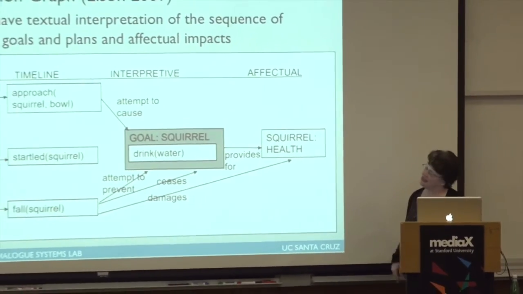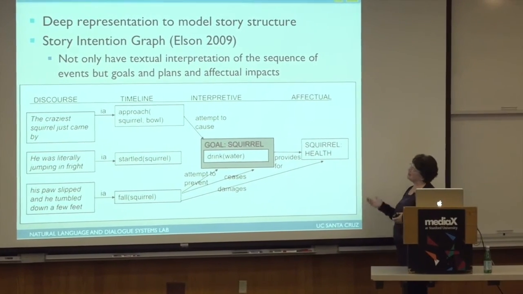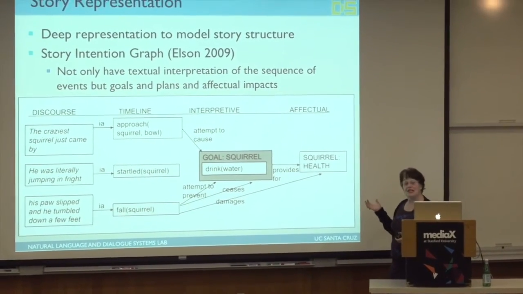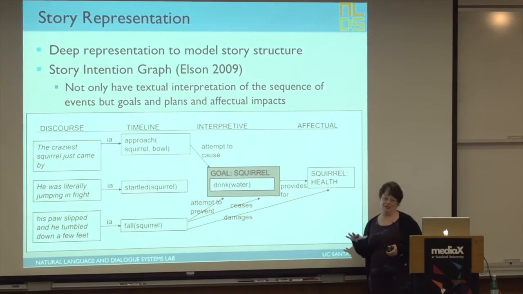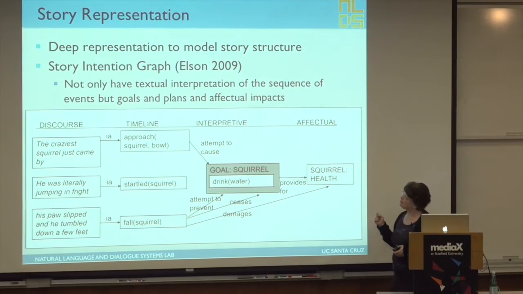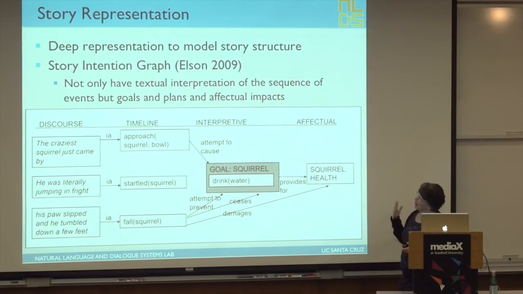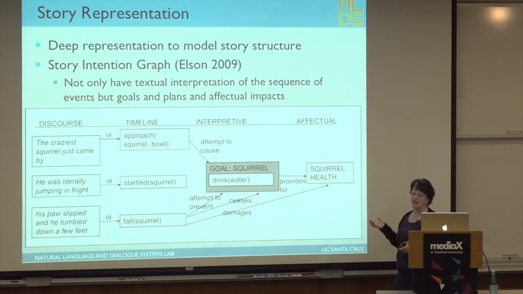And in order to generate different versions of this story from this content, we need to have a deep representation of the story structure, because remember, we're trying to generate back from a deep representation of meaning to different surface variations in form. And what we do for our underlying story representation, which I'll explain a little bit more, is we use a formalism called a story intention graph.